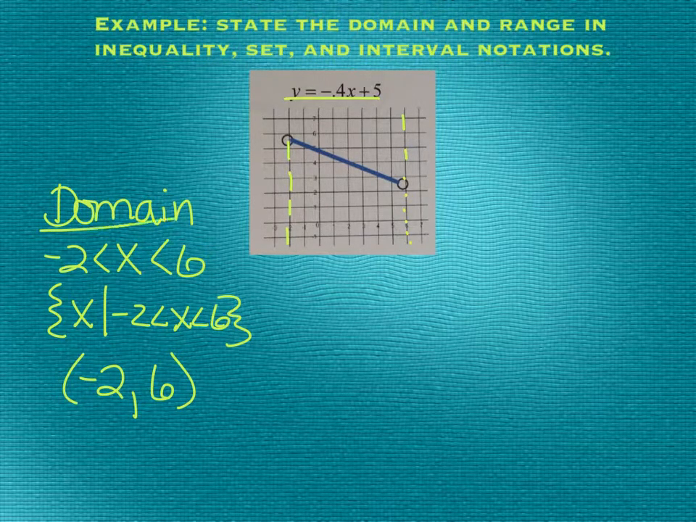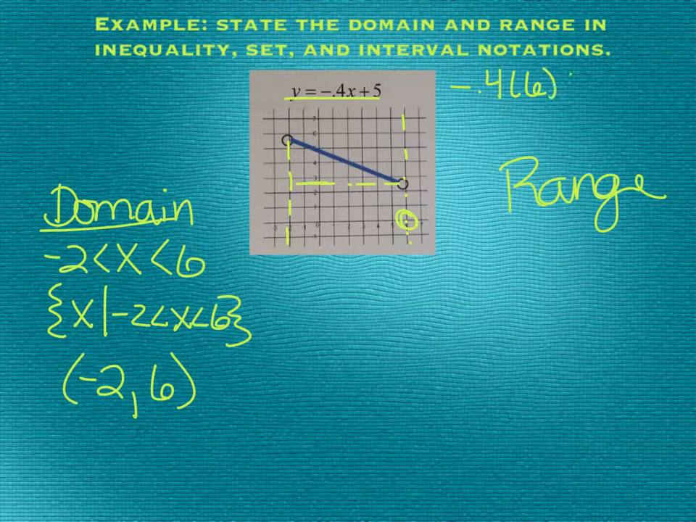Now the range, because I've given you the function, you can't just assume that it's 2.5. You need to actually plug in, because we're looking at the lowest y value right here. We're going to plug in a 6. -0.4 times 6 plus 5 is going to give us 2.6.